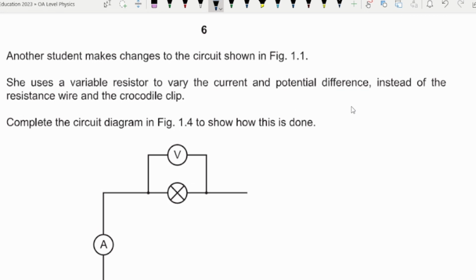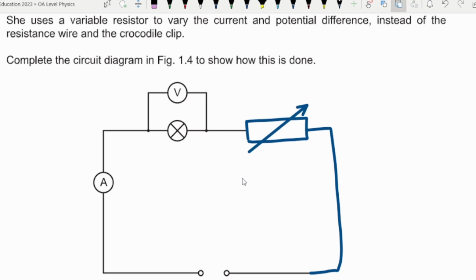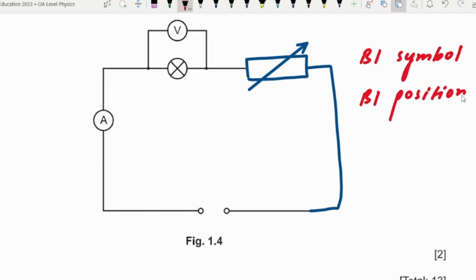Another student makes changes to the circuit shown in figure 1.1. She uses a variable resistor to vary the current and potential difference instead of resistance wire and the crocodile clip. Complete the circuit diagram in figure 1.4 to show how this is done. So we need to connect a variable resistor. One mark is for the symbol of the variable resistor, and the second independent mark is for the position. If both are correct, then you'll be getting 2 marks for this one.